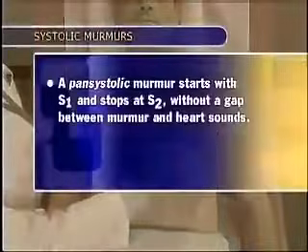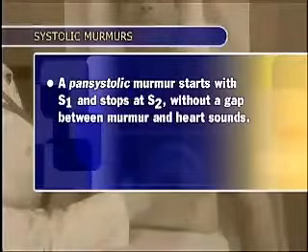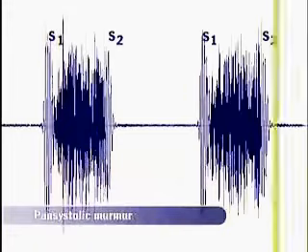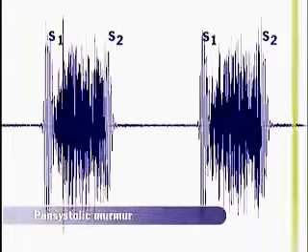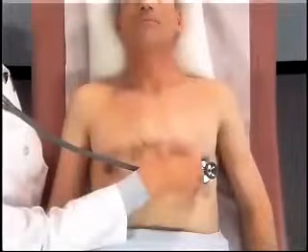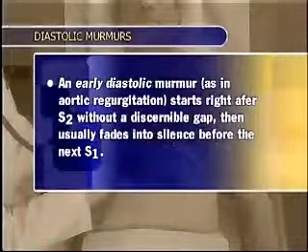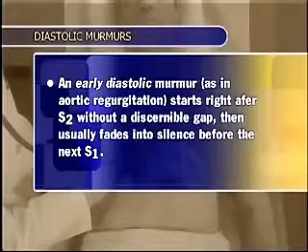A pansystolic murmur, as heard with mitral regurgitation, starts with S1 and stops at S2, without a gap between murmur and heart sounds. Let's turn our attention next to diastolic murmurs. An early diastolic murmur, as in aortic regurgitation, starts right after S2 without a discernible gap, then usually fades into silence before the next S1.